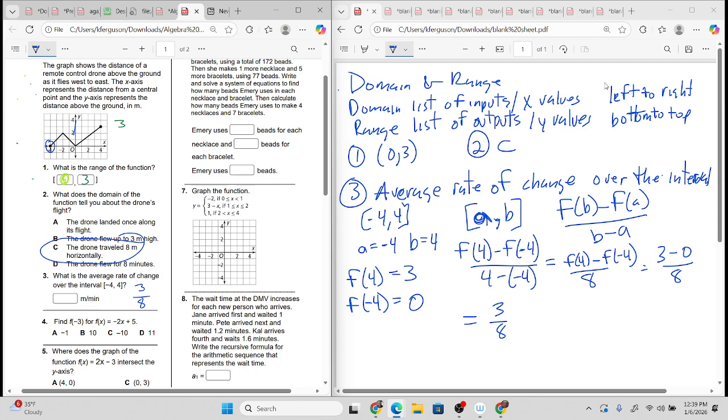3 over 8. Now the thing is, if you change it to a decimal, it will be 0.375. Now, I don't care whether you change it to a decimal or not. The fraction is fine for me. The book wants you to change it to a decimal.